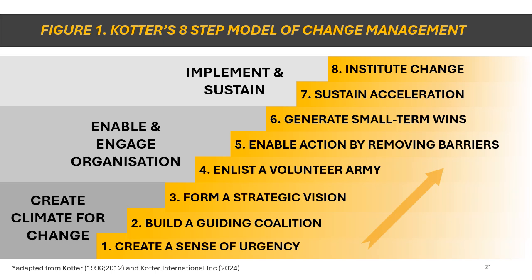Here we have Kotter's 8-step model. We can see that we have 8 steps and 3 different stages. So the first is creating a climate for change. We need to create a sense of urgency, build a guiding coalition, and form a strategic vision. Next, we need to enable and engage the organization. So we need to enlist a volunteer army, we need to try and remove barriers, and we need to generate short-term wins. We need to get a little bit of momentum happening. Then finally, for 7 and 8, we have implement and sustain. So we need to sustain that acceleration that we've generated and make sure that we institute that change.